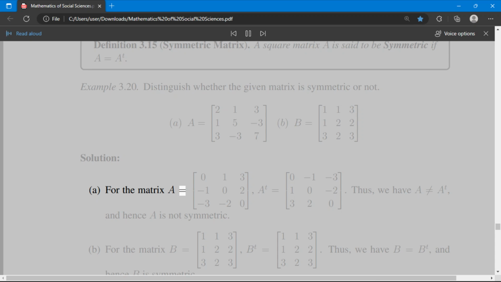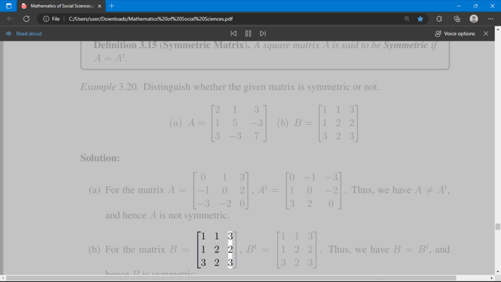Solution. A. For the matrix A equals 0 1 3 1 0 2 3 2 0, A^T equals 0 1 3 1 0 2 3 2 0. Thus, we have A^T equals A. And hence A is not symmetric.